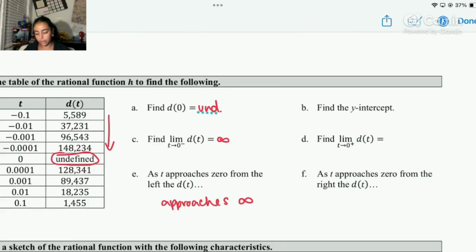And then find the y-intercept. The y-intercept doesn't exist here because that would be where t equals 0, and that's undefined, so it does not exist. And then find the limit of d of t as t approaches 0 from the right, so it is going this way. It's getting closer and closer to infinity. On this side, by the way, you're not looking at the left for the actual limit. As t approaches 0 from the right, d of t approaches infinity.